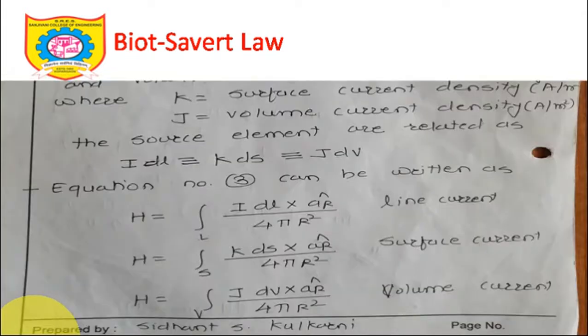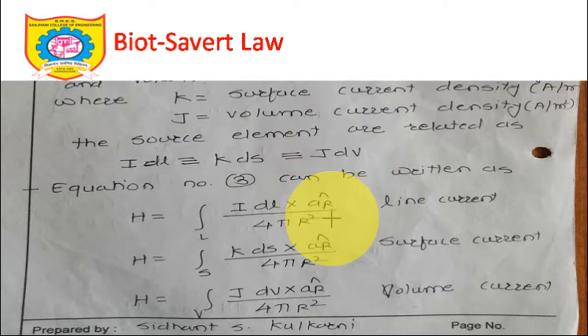We'll talk about that at a later stage. The source element is written as IdL. So we can see the unit is ampere. Then KdS, once again the unit is ampere. JdV, the unit is ampere. Why? Because K is in ampere per meter multiplied by meter, the meters cancel, and this is ampere. J is ampere per meter square into meter square, which cancel. And this is ampere per meter cube, and meter cube cancels, and I am getting the answer as ampere.